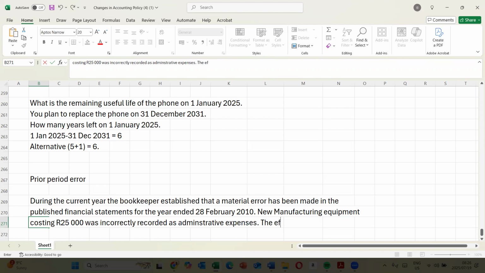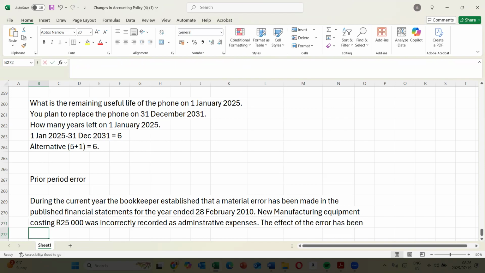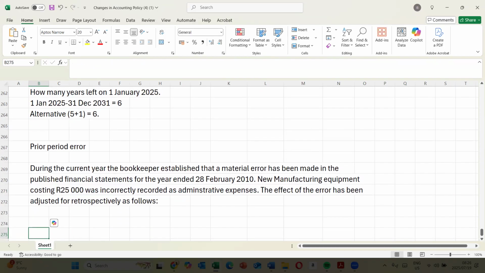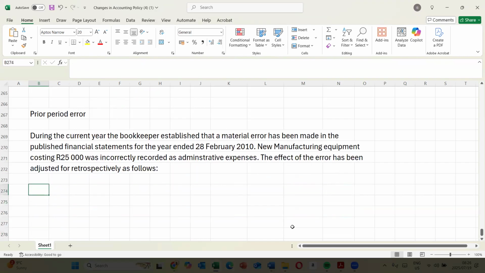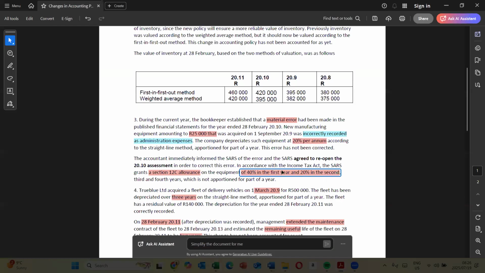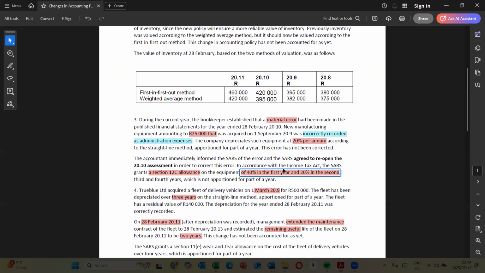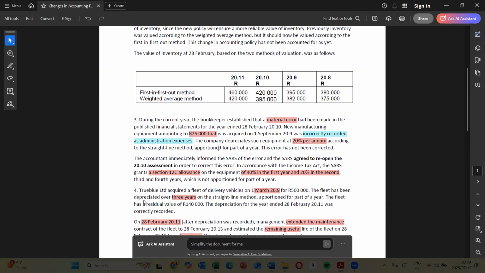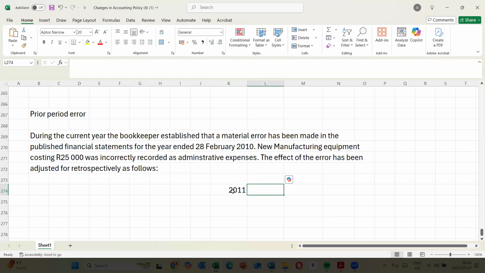The effect of the error has been adjusted for retrospectively as follows. Now you then tell them how you adjusted the effect of the error. So you look at it in the statement of profit and loss. What is the effect of this error? You have your years now: 2011, 2010, and 2009. So you present your information for 2011, 2010, and 2009.